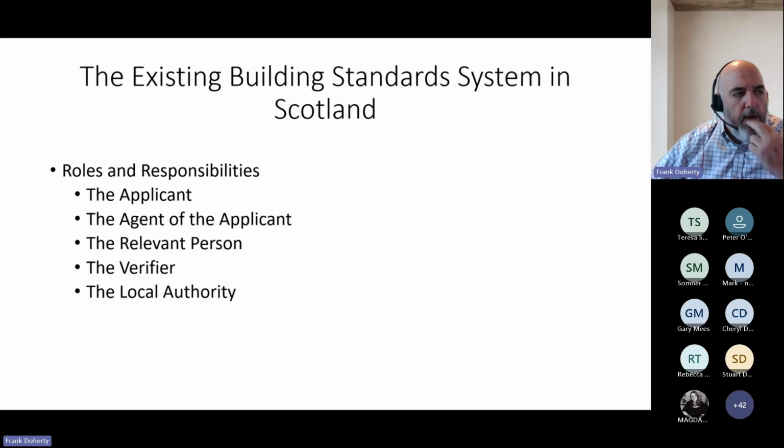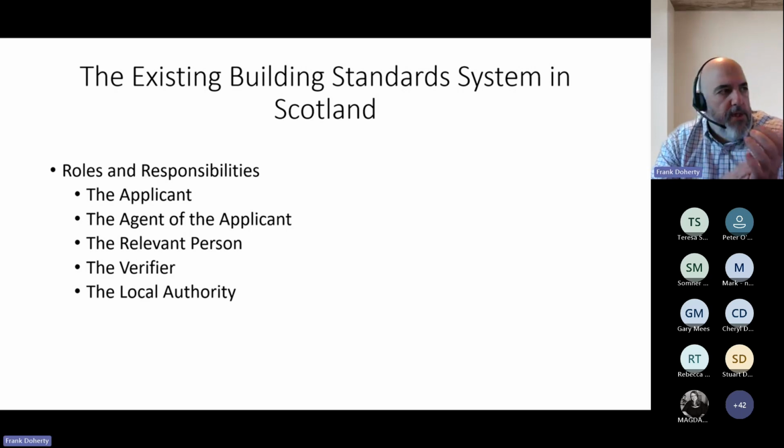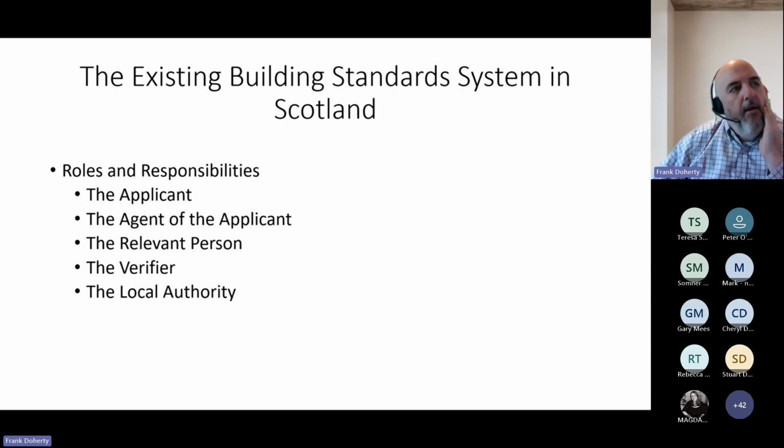But we thought, I thought certainly in order to explain where the compliance plan manager fits in, we should probably try and go through what the current building standard system is and who the roles and responsibilities are. So at the moment, we have a number of people within the building standard system that have roles and responsibilities. A couple of them in there are what you consider duty holders. But if we go through them and their current responsibilities and roles, and then stick in the compliance plan manager where we think he fits, that might help to explain what our thinking is.